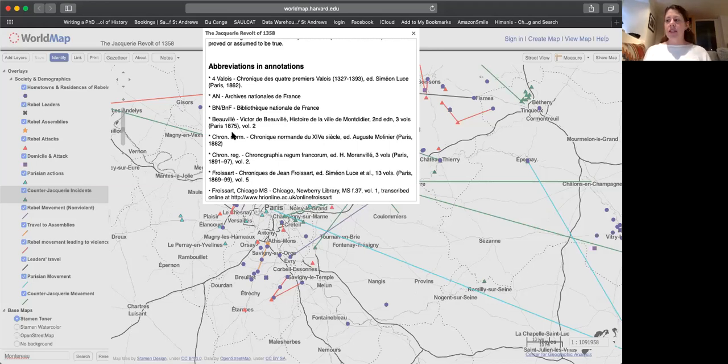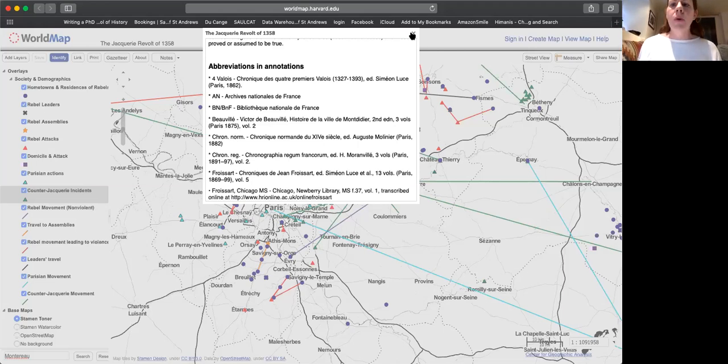The annotations identify the sources in the original manuscript or printed edition, and these are in Latin or in Middle French. But some of these sources have been translated into English in the popular protest book by Sam Cohen that is listed in the further resources below this video.